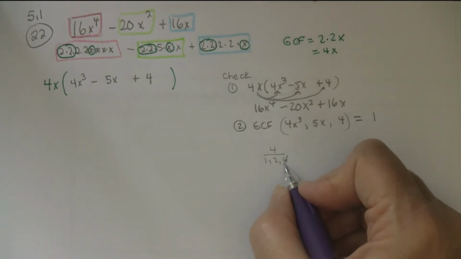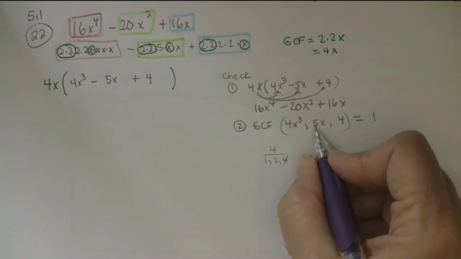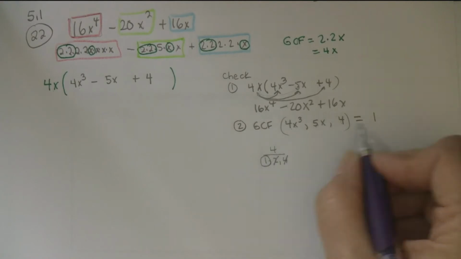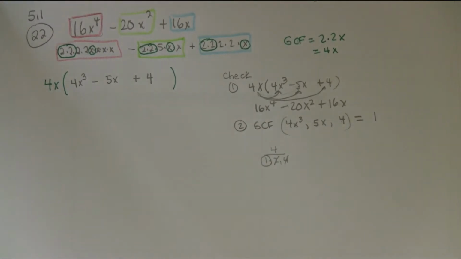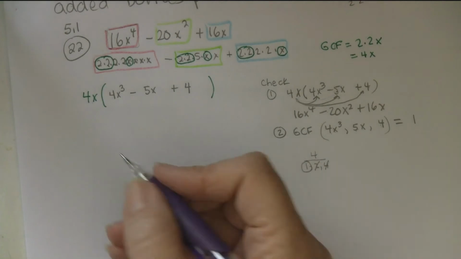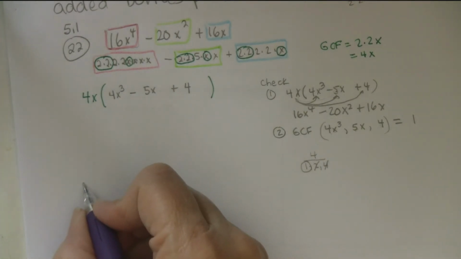So they don't have 4 in common because 4 doesn't go into 5. They don't have 2 in common because 2 doesn't go into 5. All they have in common is 1. So that's when I know I'm done. So that was the method with training wheels, right? And so this is without training wheels.